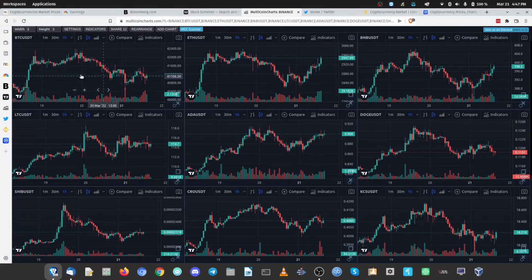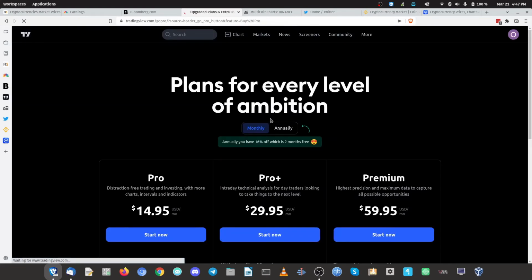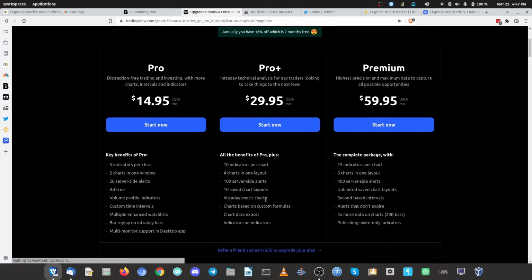Then there's another resource which I'm not sure you're aware of, Multicoin Charts. Multicoin Charts essentially uses TradingView and displays TradingView graphs here. So I've set this up for crypto, for example. And the reason this exists and why it's quite useful is that with TradingView, you need to have a premium account. And only with that premium account can you see multiple charts. 4 charts in the layout, you've got to pay $30 per month. If you want to have 8 charts in one layout, you have to pay $60 a month.